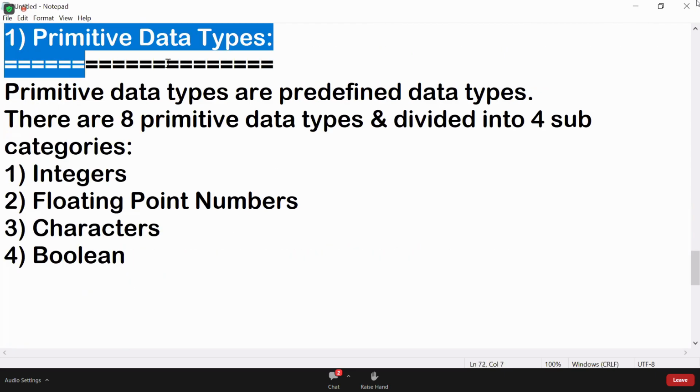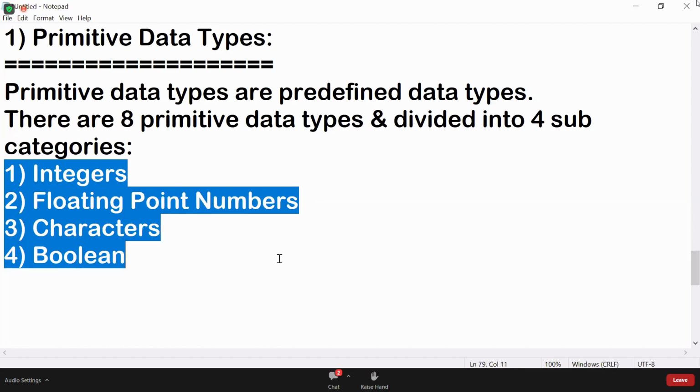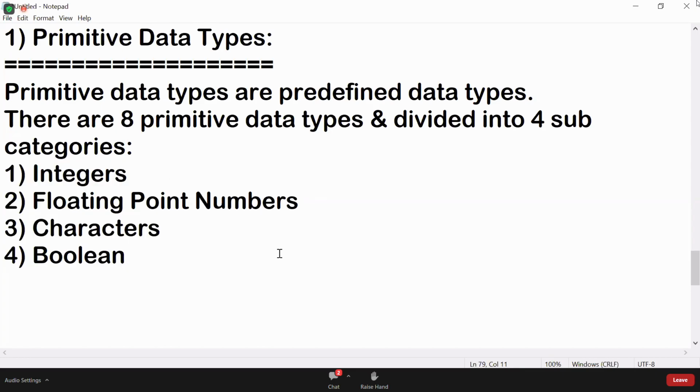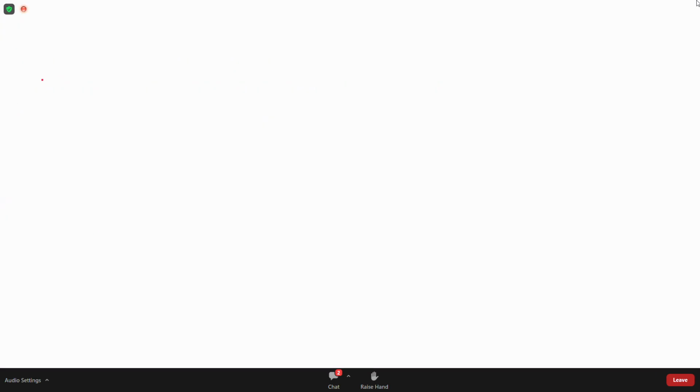Now you are learning the first category: integers, floating point numbers, characters, booleans. These are all very basics, don't neglect them. Okay, right, next. Is it over? Writing is over. Now, first category, integers.